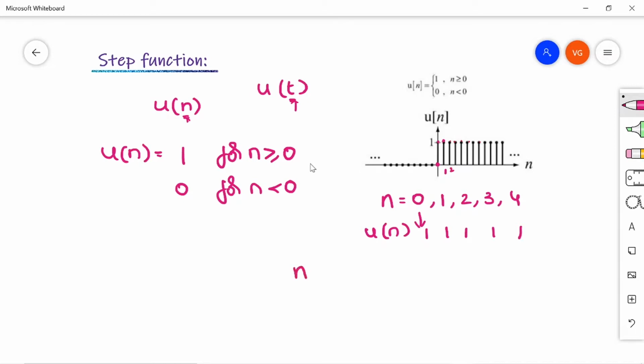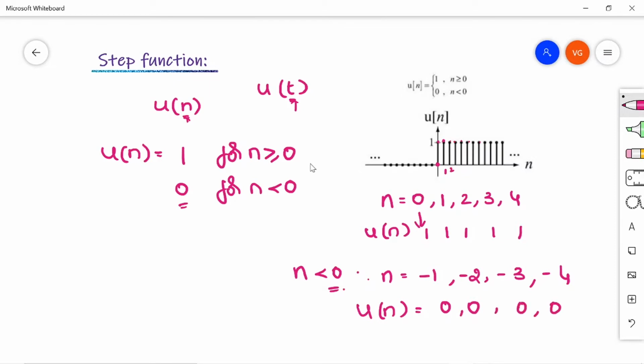Now suppose n is less than 0, then what happens? Again the amplitude is 0. Here also it is defined at particular intervals only. n is equal to -1, -2, -3, -4. Everywhere you have amplitude as 0 only, but defined at only particular intervals. See this, n is -1 means amplitude is 0. n is -2 means amplitude is 0. So this is how they have defined this discrete time step function.